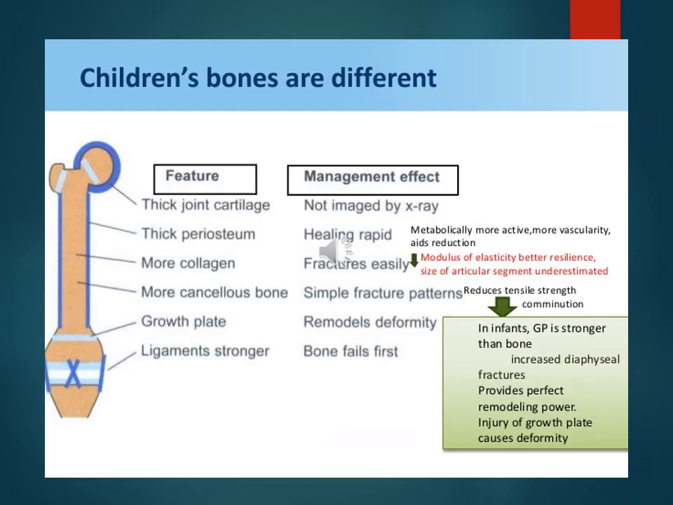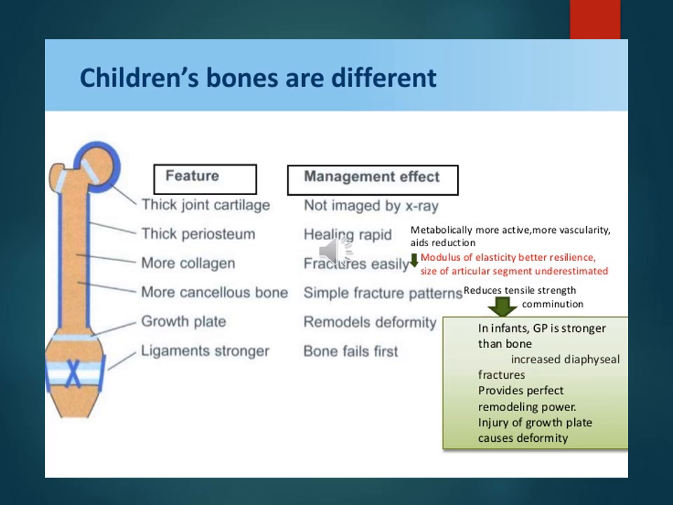This is an important slide showing the differences between children's bones and adults' bones. The most important difference is that the periarticular area in children is usually cartilaginous, and cartilage, as you know, does not show on the x-ray. So this can be confusing sometimes when it comes to diagnosis.